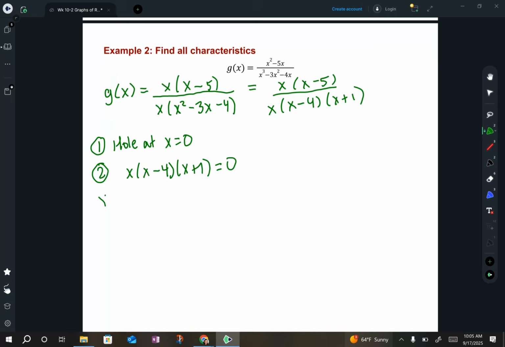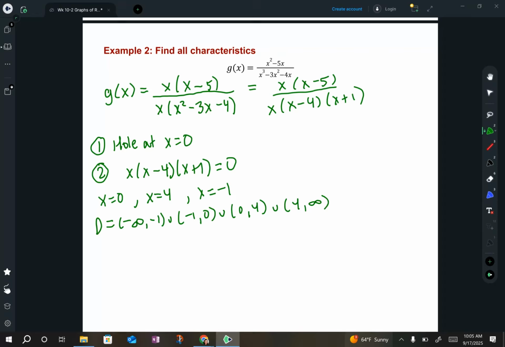So that's going to happen at x equal to 0. Well, we know we have a hole there, so we knew that wasn't in the domain. x equal to 4 and x equal to negative 1. So those are all values not in my domain. So my domain is going to be minus infinity up to negative 1, negative 1 to 0, 0 to 4, 4 to infinity. A lot of pieces for that guy.